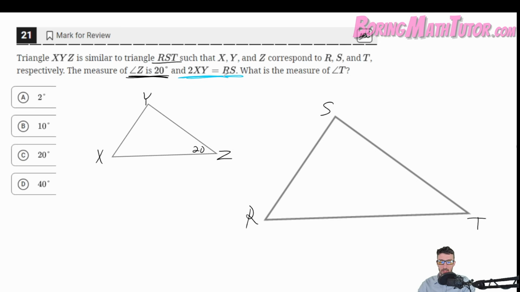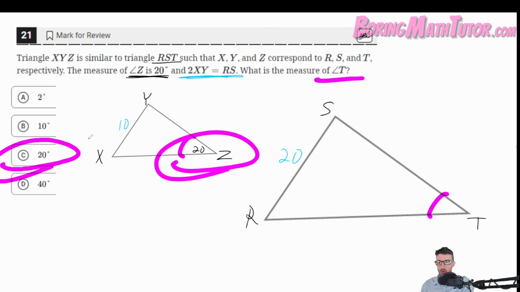And then the next fact that they give us here is 2 times XY is equal to RS. So who knows? Maybe this is 10, and then that would make this one 20. 2 times the XY is equal to RS. But that's actually not going to affect the measure of angle T. The measure of angle T is just going to be the same as the measure of angle Z, so we're done.